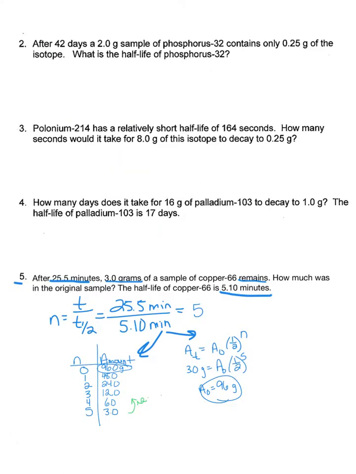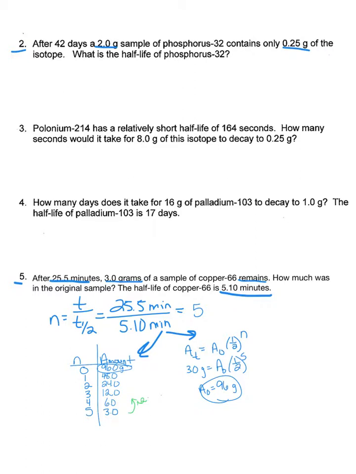A last type of example would ask for the half-life. So if I look at number 2, it tells me after 42 days, a 2-gram sample of phosphorus-32 contains only 0.25 grams of the isotope. What is the half-life? In this situation, they will give me 2 masses. They give me the initial mass, where I start with, the original, and they tell me how much remains. I would need both of these masses in order to find this.